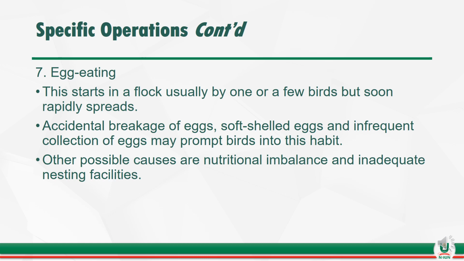Now, another specific operation is egg eating. This starts in a flock usually by one or a few birds, but soon rapidly spreads to other birds. Accidental breakage of eggs, soft-shelled eggs, like we said earlier, and infrequent collection of eggs may prompt birds into this bad habit. Other possible causes are nutritional imbalance and inadequate nesting facilities.